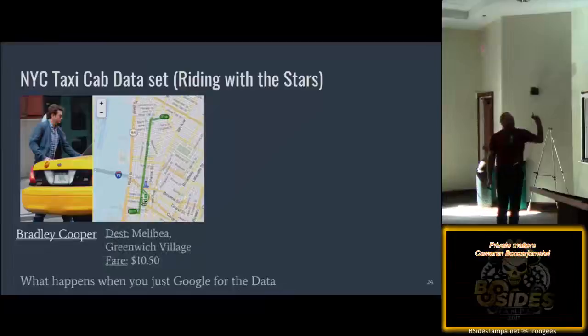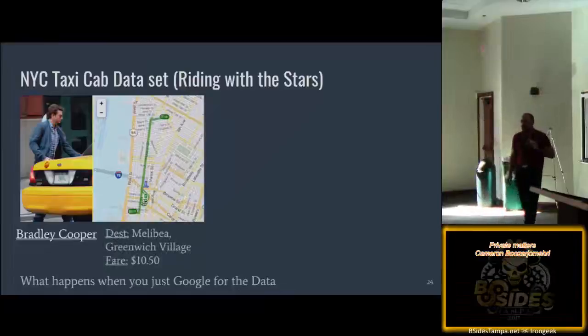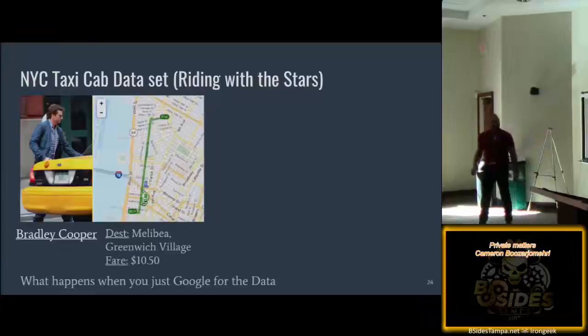In the data set, we're able to identify his trip from his hotel to Greenwich Village, where I believe he's going to the Bolivia. He was dropped off right in front of it, so I was pretty confident he's going there for dinner. It was around dinner time. And I had his fare information.